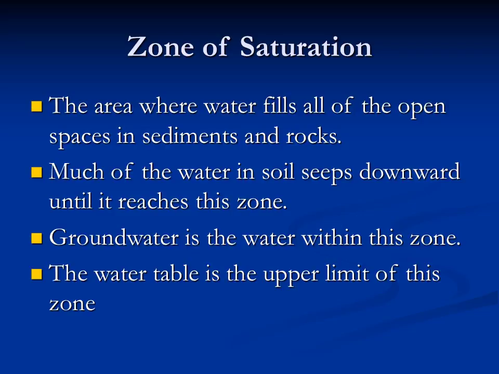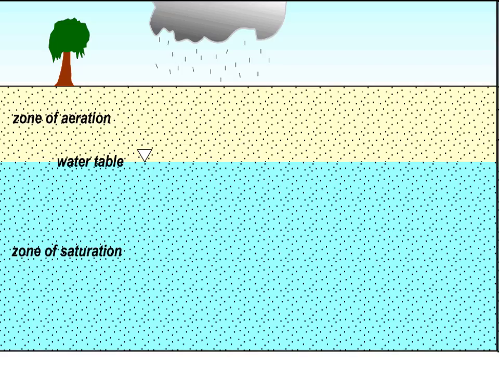A zone of saturation is where the water fills all the open spaces, so all the pore spaces and the joints and the fractures get filled up with water. Most of the water in the soil seeps down until it reaches that zone. Groundwater is the water that's in this zone. And this is where a lot of people get their drinking water from, the zone of saturation. The water table is the upper limit of this zone.